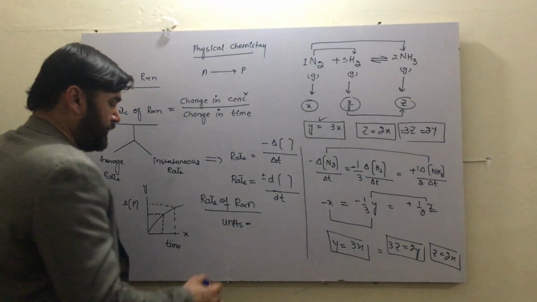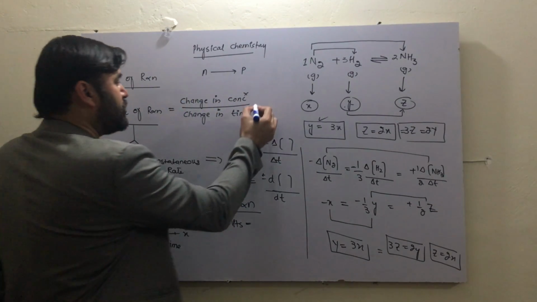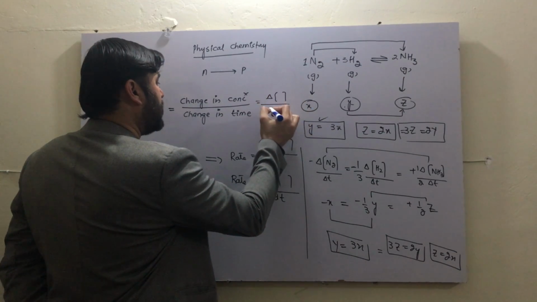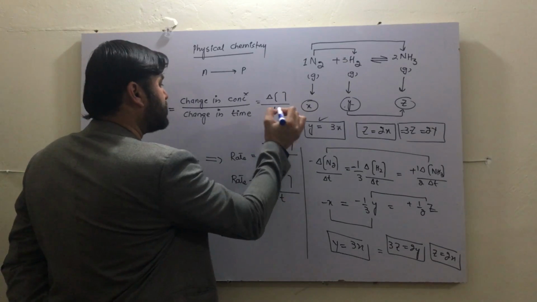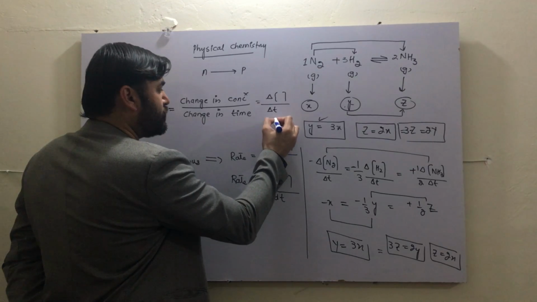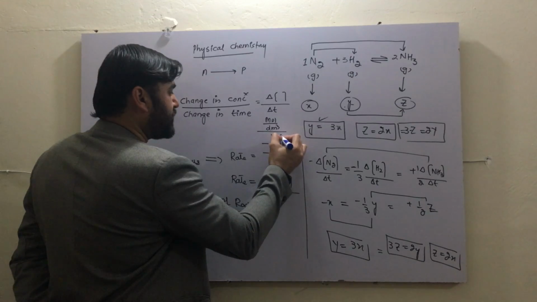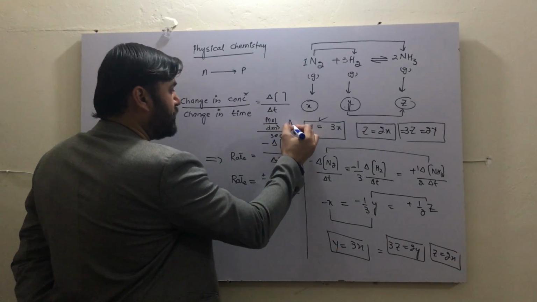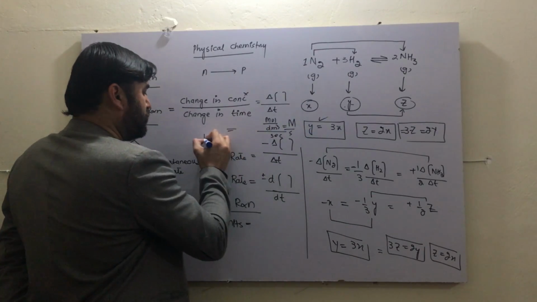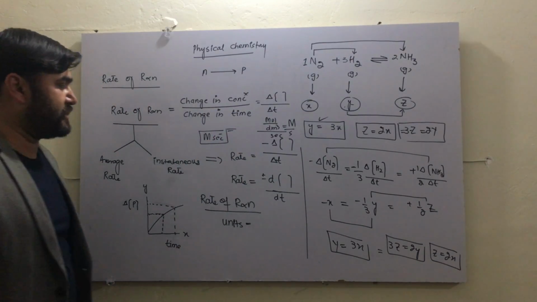What is rate? We just discussed that rate means change in concentration over change in time. Change in concentration means concentration of product, and change in time is the same. Concentration is in mole per dm cube, which is called molarity, and time in seconds. So mole per dm cube per second is the unit of rate of reaction.